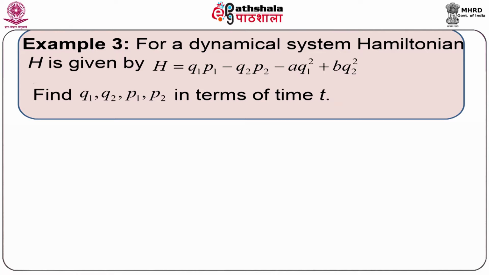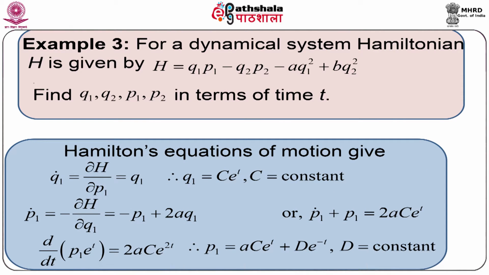Example 3. For a dynamical system, Hamiltonian capital H is given by H equal to Q1 P1 minus Q2 P2 minus A Q1 squared plus B Q2 squared. Find Q1, Q2, P1, P2 in terms of time t. We shall use Hamilton's equations of motion to solve this problem.